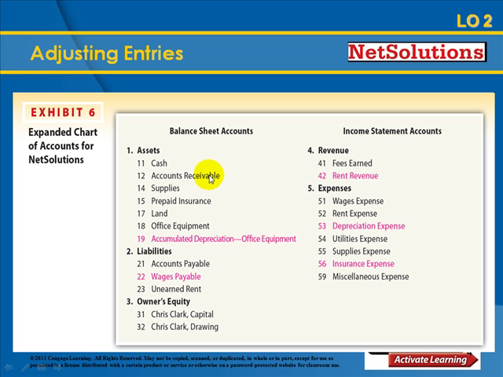Accounts receivable, fees earned, is used in the same adjusting entry. Wages expense and wages payable is used in the same adjusting entry. Insurance expense and prepaid insurance is used in the same adjusting entry. Unearned rent and rent revenue is used in the same adjusting entry. So the ones highlighted in red are the ones that are being added due to the adjusting process.